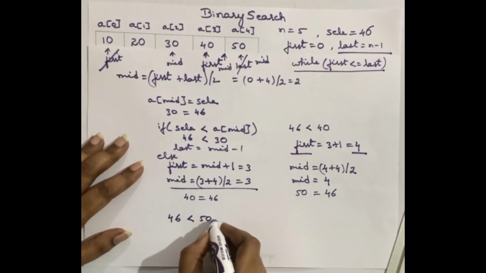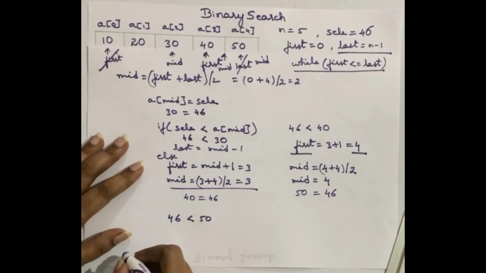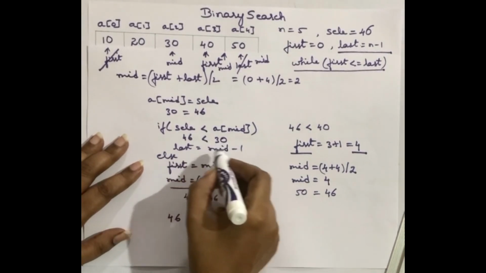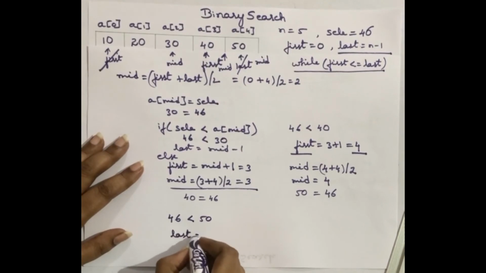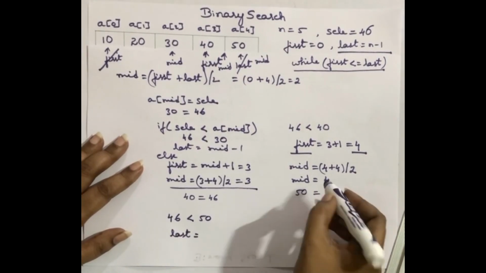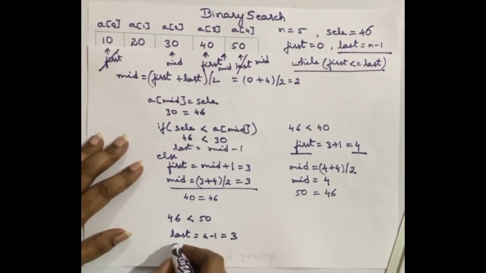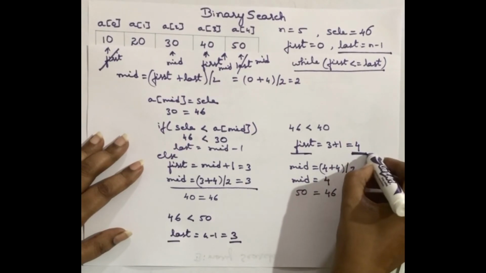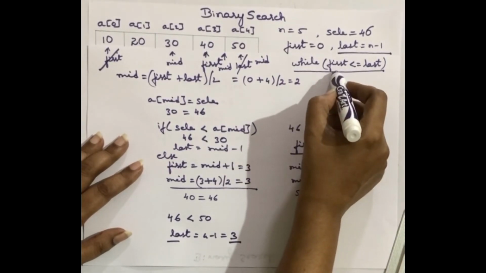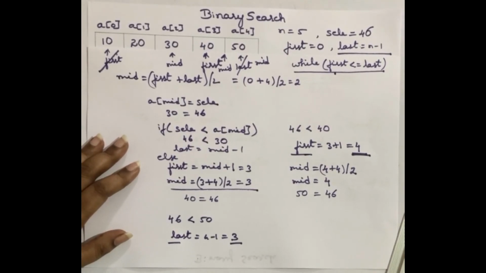When this condition is true, I will decrease the pointer by 1. That means last is equal to mid minus 1. Now last will be equal to, mid we have got 4, 4 minus 1 is equal to 3. Now last is equal to 3 and first is equal to 4. This condition becomes false, so it comes out of the loop and we can print that the search element is not found in the array.